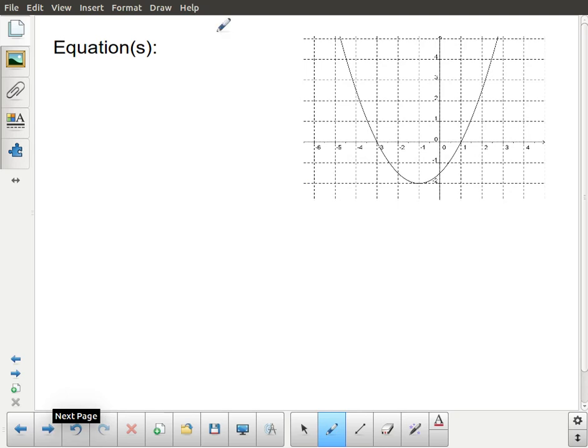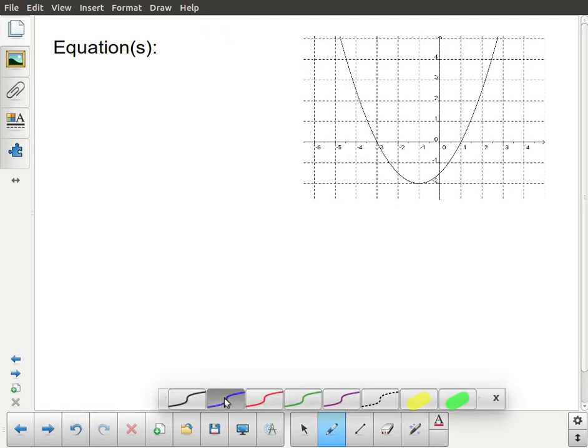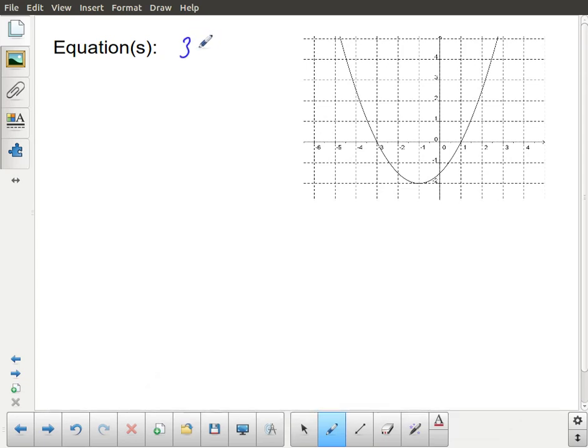Now, it turns out that there are actually three forms of equations that we're going to be interested in with a parabola. Which form you use is going to depend on the information that you have available to you. Now, it turns out that the information that we have from this graph allows us to quite readily come up with two of those forms. So the first form that I'm going to look at is called vertex form.